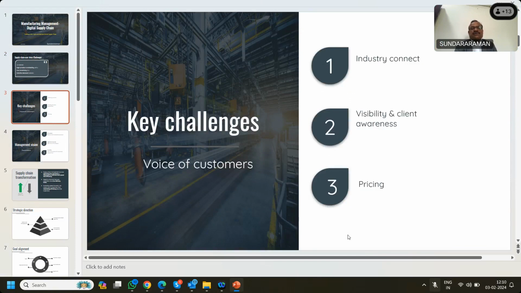So the key challenges, when you look at the customers, we need to look at what they say. Most customers, we look at three parameters. One is the industry connect. Any organization, whether manufacturing, retail, textile or chemical, any industry, has some customer base. Most organizations want year-on-year growth, based first on customer retention, and in addition they are also onboarding new customers.